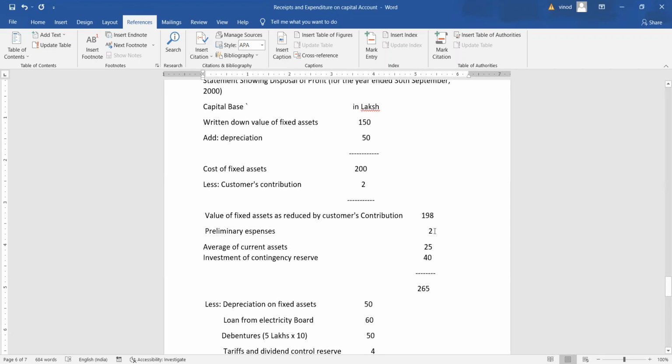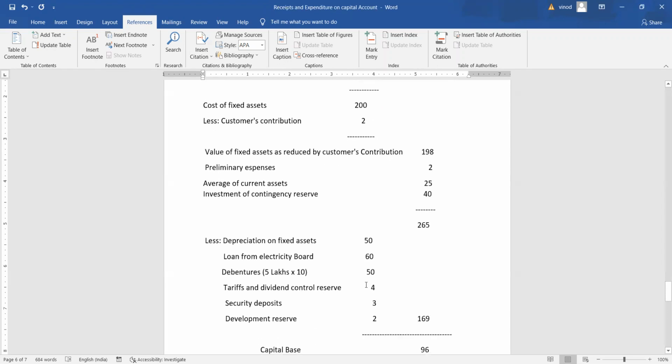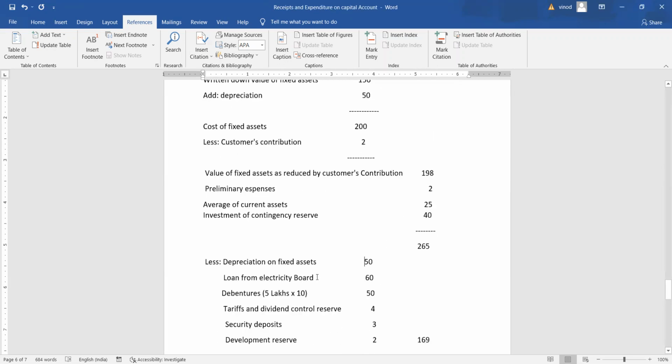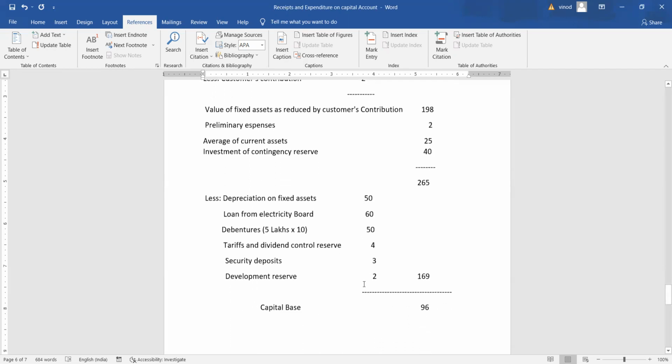Preliminary expenses, we have to write. Average of current assets as per the formula which I have shown previously, 25, investment of contingent reserves 5. After adding all these things, our value will be 265. From that, we should deduct depreciation on fixed assets 50, which we have added here. Loan from the electricity board, debentures, tariff and dividend control reserve, security deposits, development reserve. By adding all these, the value is 169. This value we deduct: 265 minus 169. The capital base is 96.